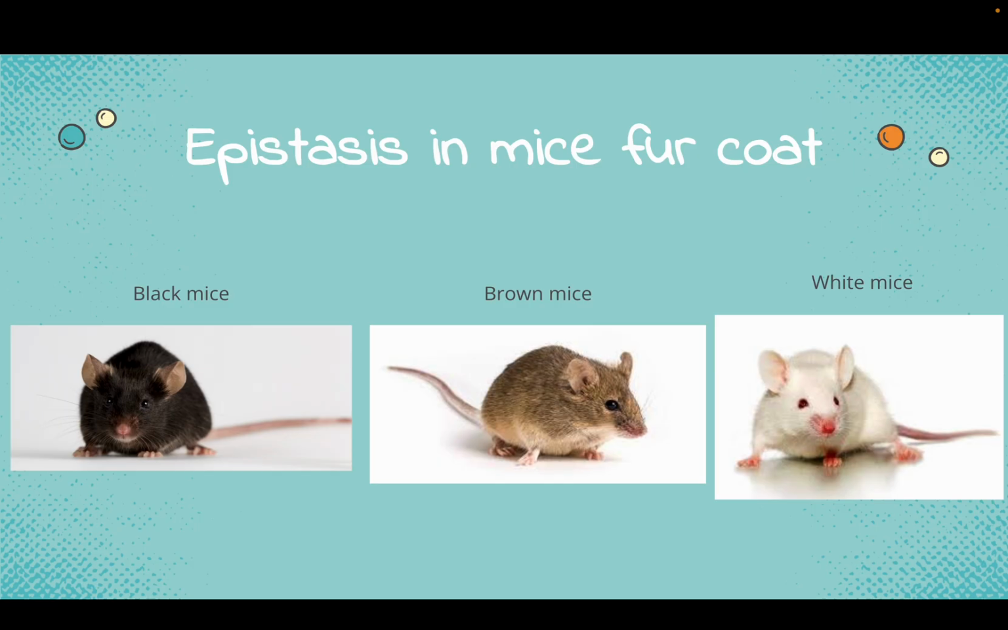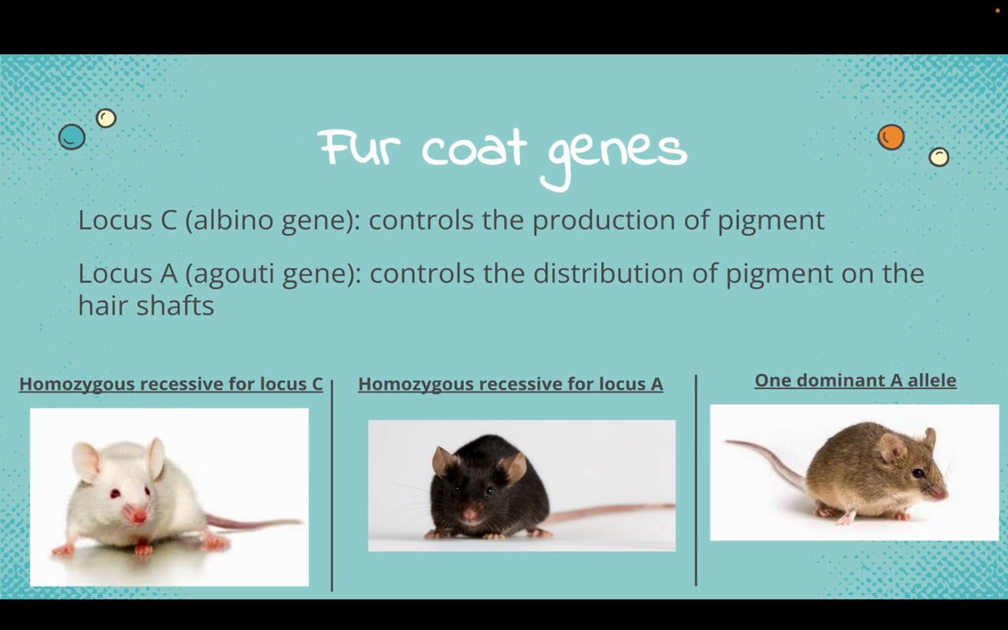And the way that epistasis makes these different fur coat colors is by utilizing two different genes. These genes being locus C, the albino gene, and locus A, the agouti gene. Locus C controls the production of pigment, while locus A controls the distribution of pigment on the hair shafts. And a quick analogy of these two different genes is that locus C is kind of like a paint factory, and locus A is kind of like the paint distributor.